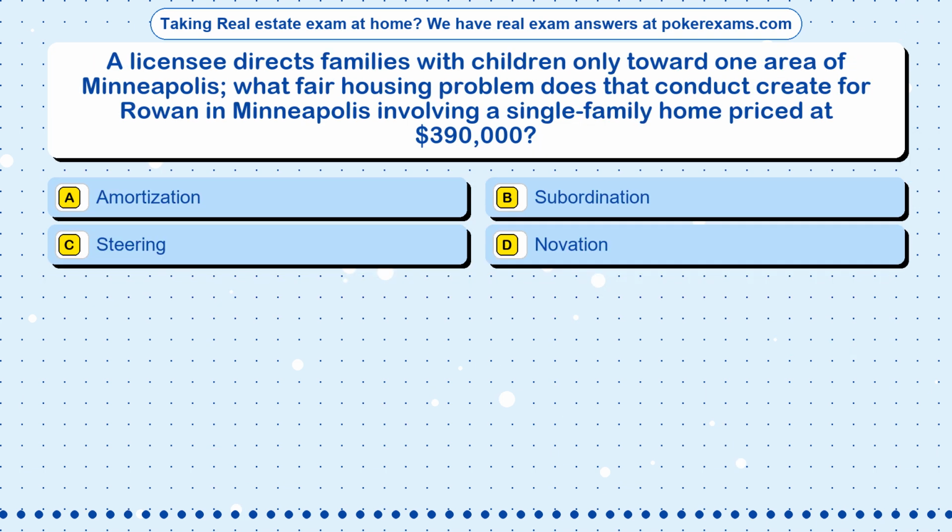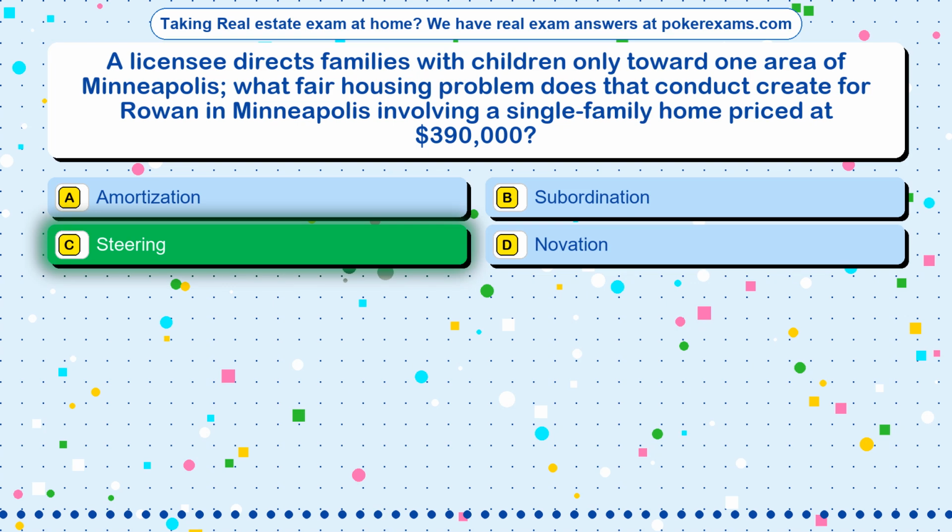Question 99. A licensee directs families with children only toward one area of Minneapolis. What fair housing problem does that conduct create for Rowan in Minneapolis involving a single-family home priced at $390,000? Option A, amortization. Option B, subordination. Option C, steering. Option D, novation.